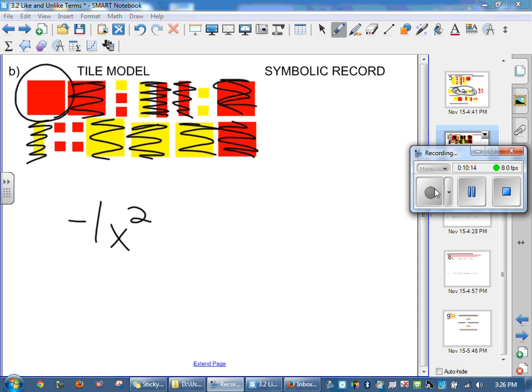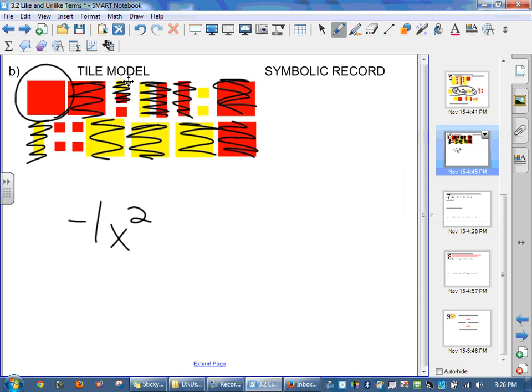So a red and a yellow. Here I've got a red. There's a yellow. One more red. So I've got those 3 little red ones left. So I'm going to get a negative 1x squared and then minus 3 little baby red x's left. Okay, so that will be our final answer for that.